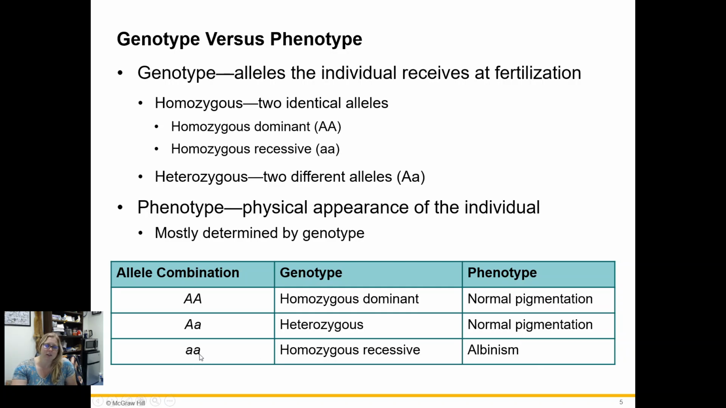2 recessive alleles. So when we talk about allele combinations, this is some really big vocab here, and these don't go away. We talk about these all the rest of the semester. So don't lose genotype and phenotype.